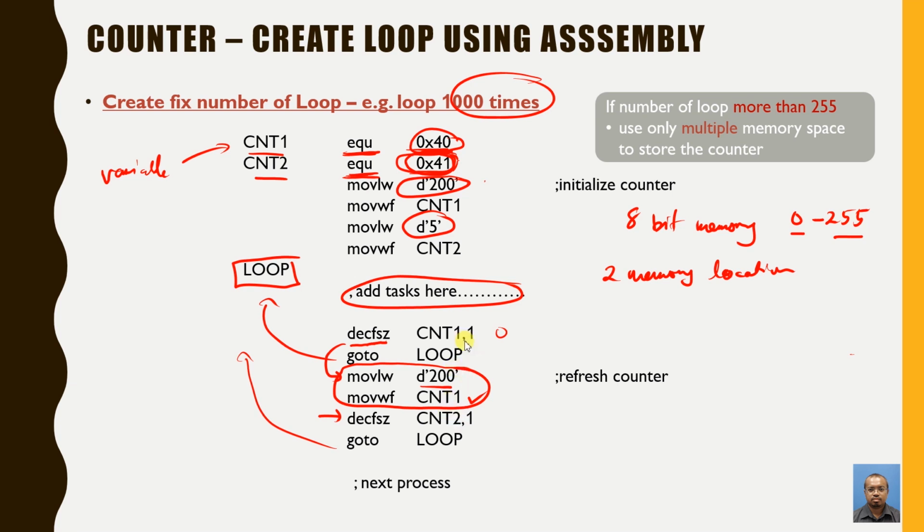So how many times are you doing the loop now? Basically you have count 1 as 200 times, count 2 as 5. So you have 1000 loops. Okay, so that's basically how the counter loops are used.